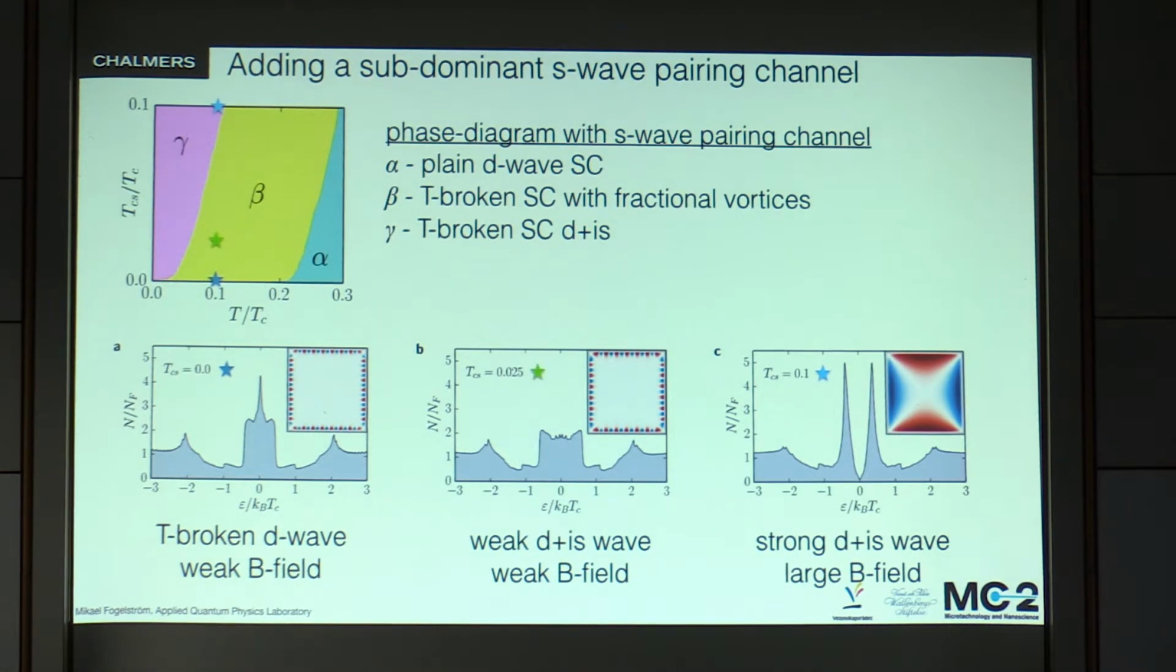And it's only when you really crank up this strength that you kill the surface states, and the subdominant S-wave wins, and you get this large splitting, but you also get enormous magnetic fields that should be measurable.